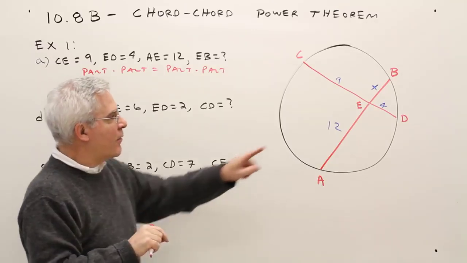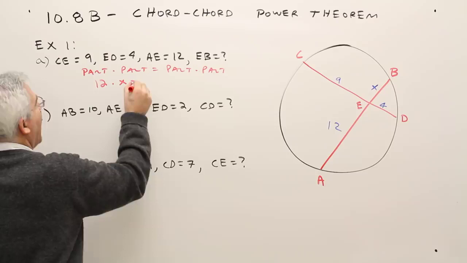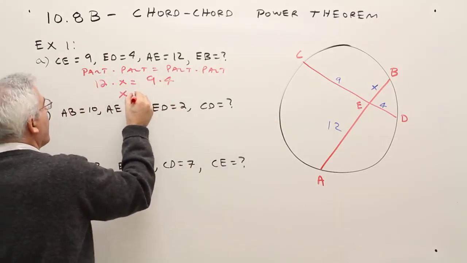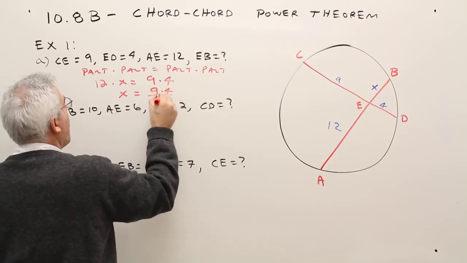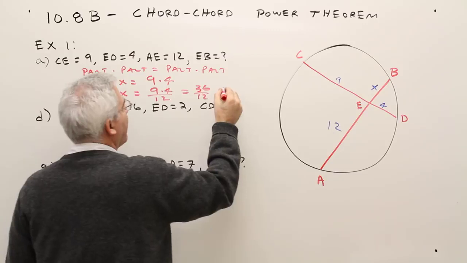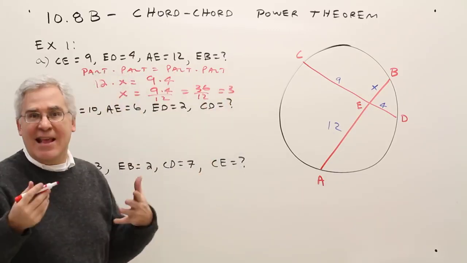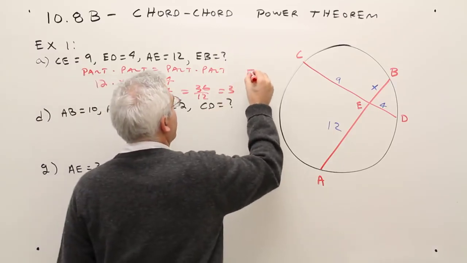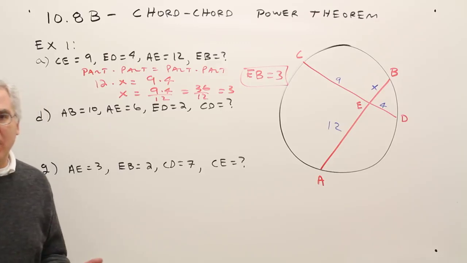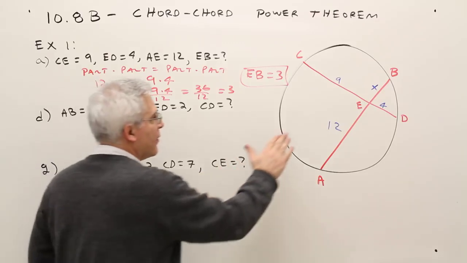All right, so 12 times X equals 9 times 4. So X equals 9 times 4 over 12, 36 over 12. So that's going to be 3. And then I'll just answer the question, EB equals 3. All right, that was the most basic. A couple more. So now I'm going to erase.